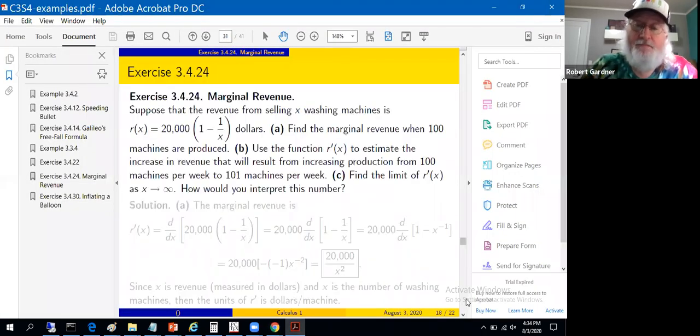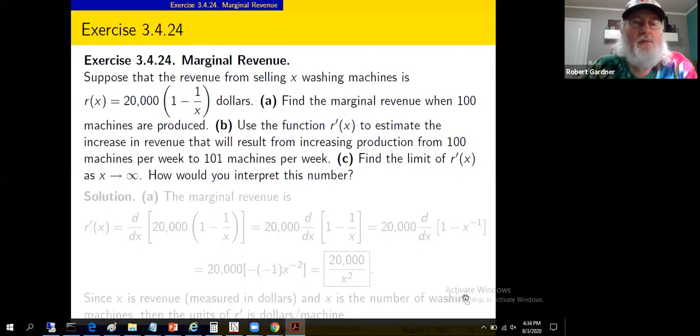So suppose that revenue from selling X washing machines is given by R of X equals 20,000 times 1 minus 1 over X, revenue measured in dollars. Find the marginal revenue when 100 machines are produced. So that means, what's the derivative of R evaluated at 100? So what's R prime of 100? Not complicated. We can differentiate that, and then we'll plug 100 in. Keep an eye on units too.